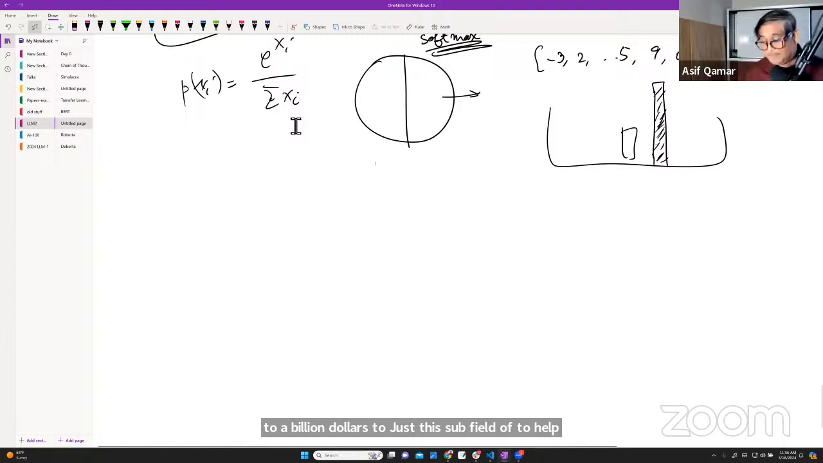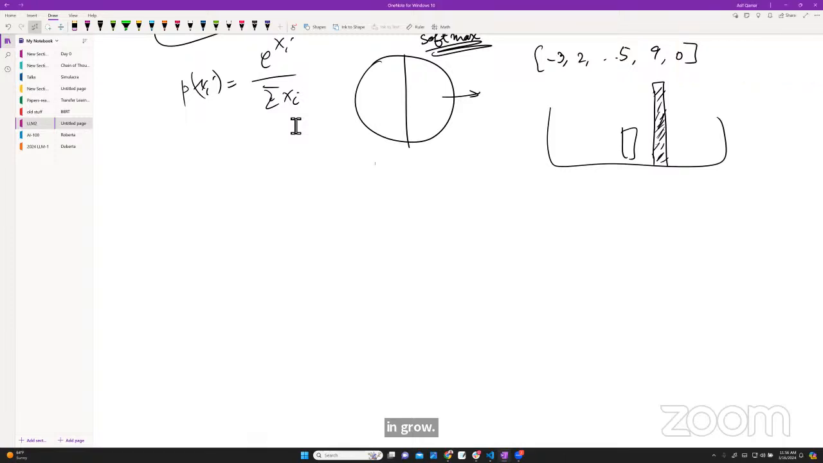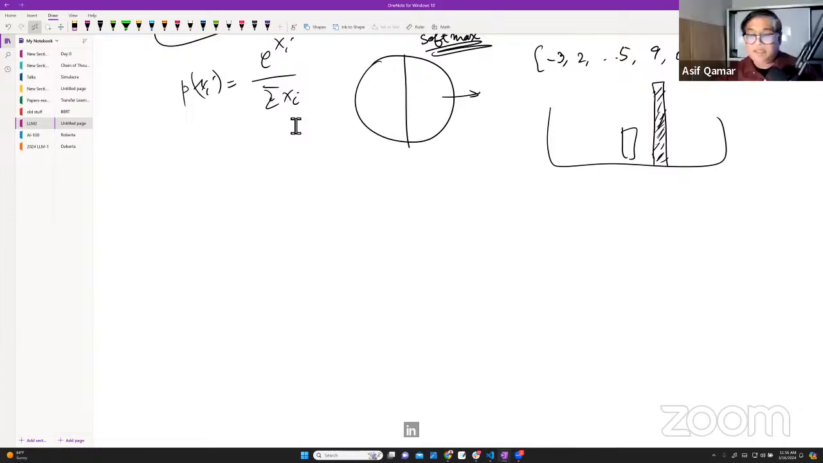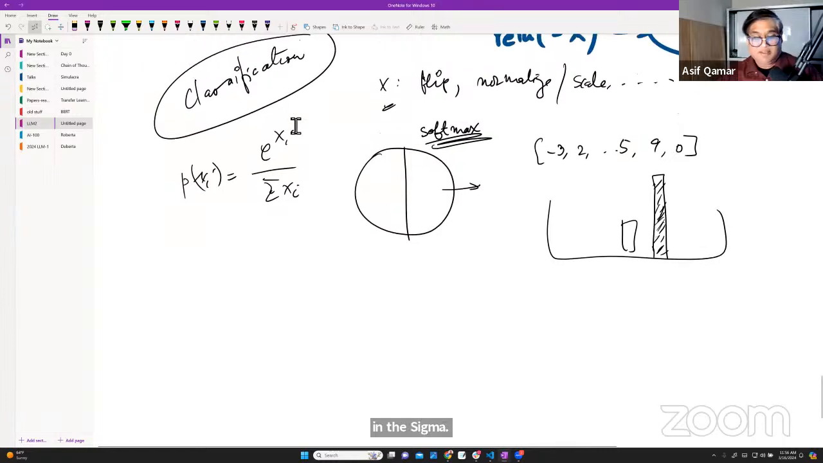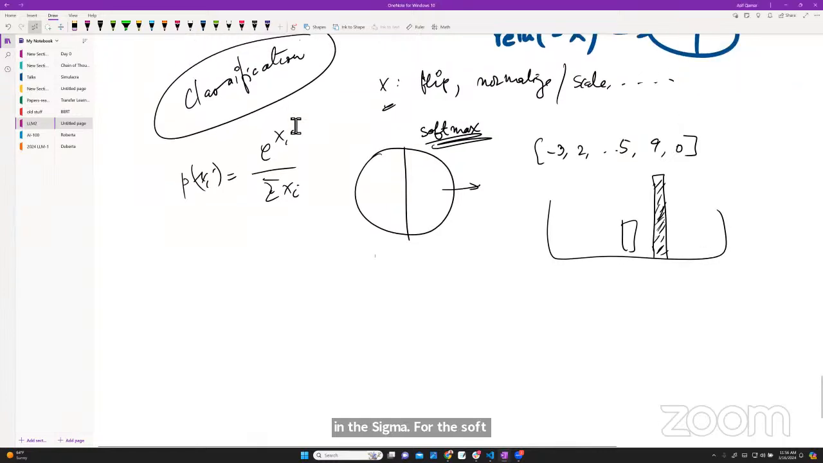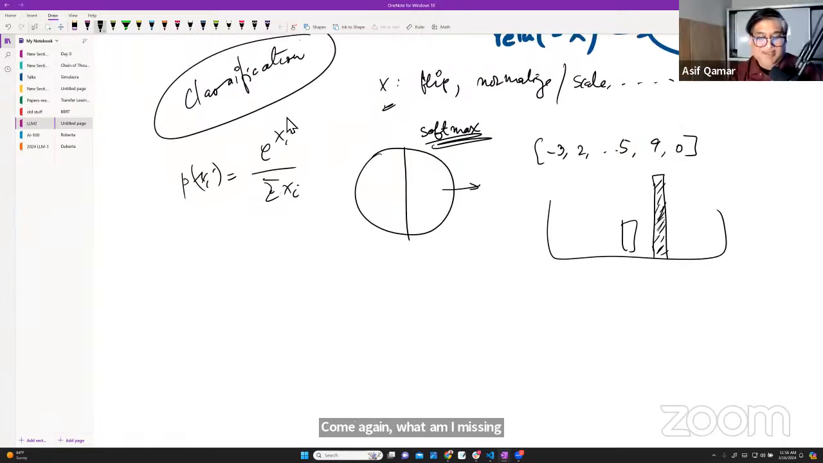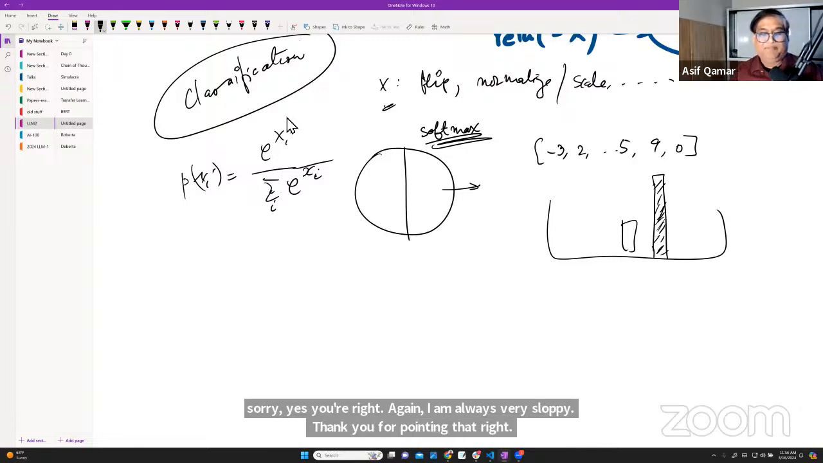Okay? Just for correctness, wouldn't I be missing an e in the sigma for the softmax? Come again, what am I missing? The e in the sigma, e to the xi. Oh, sorry. Yes, you're right. Again, I am always very sloppy. Thank you for pointing that out. Yes, a summation over i.